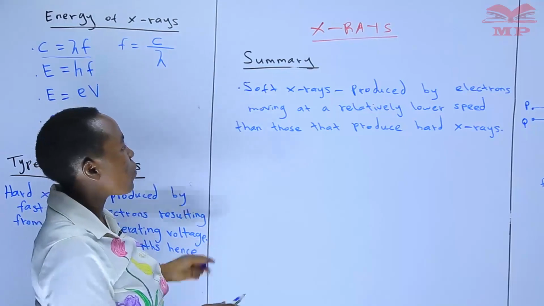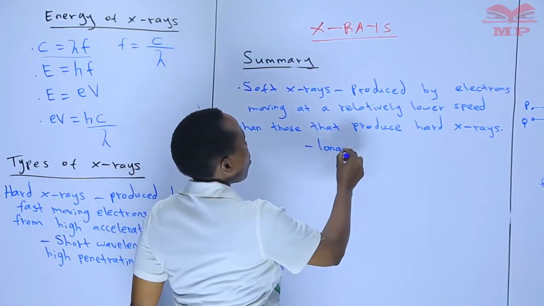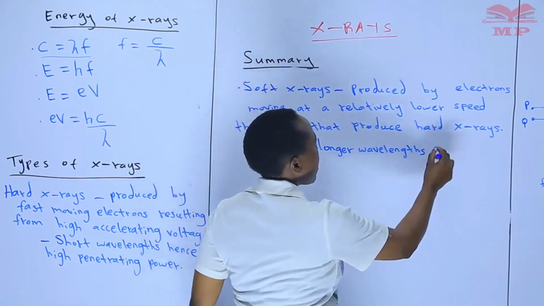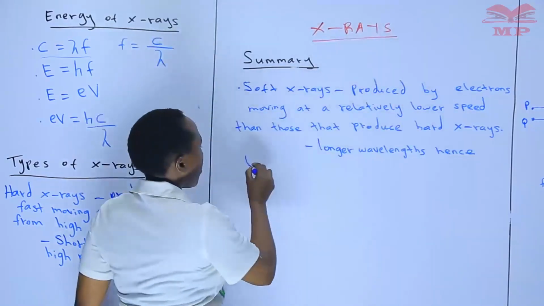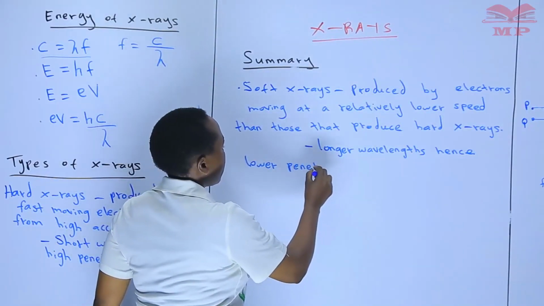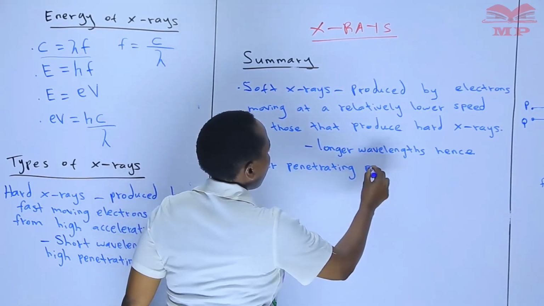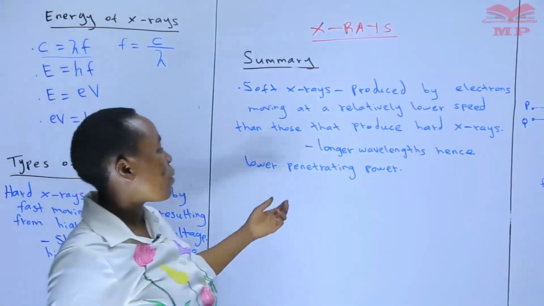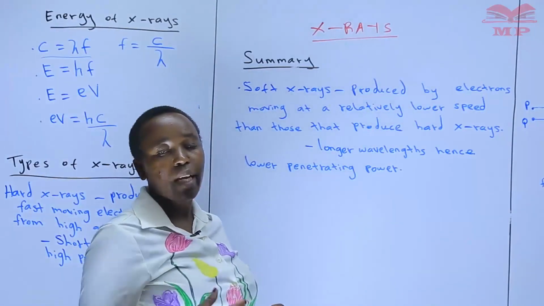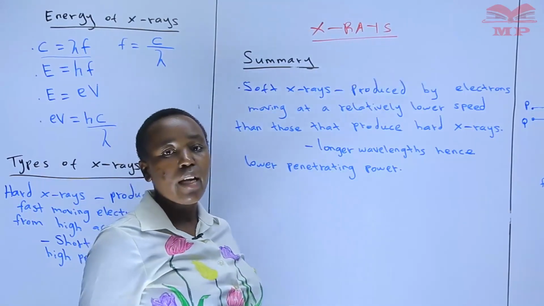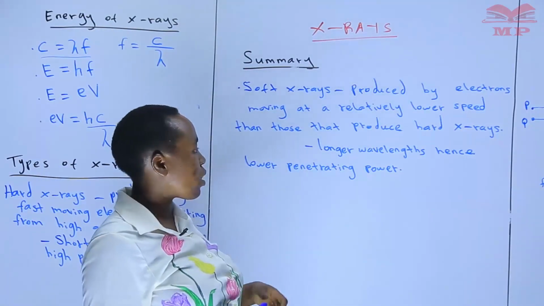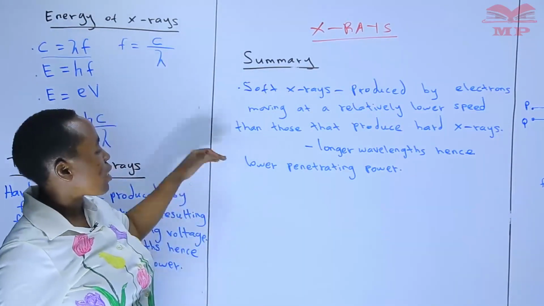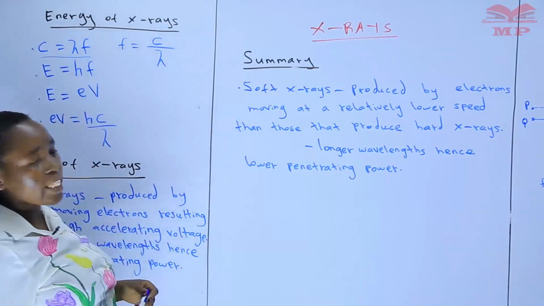And therefore, the soft X-rays have longer wavelengths when we compare them to the hard X-rays, hence lower penetrating power. And therefore these ones can only penetrate the soft flesh, and so they can be used to study malignant tissues or tumors, because they can only penetrate the soft flesh. So that is on soft X-rays.